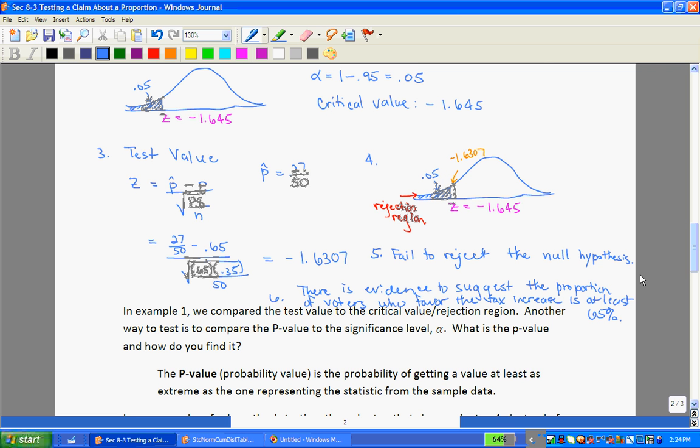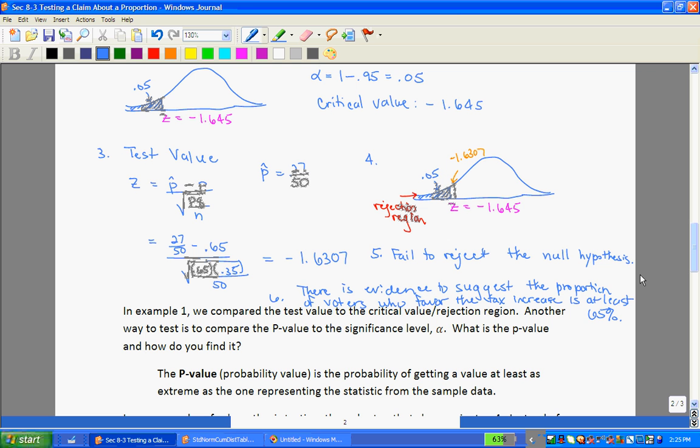All we're really saying is that we didn't prove it the other way. We didn't prove that it could be less than that. But because we did not reject the null hypothesis, it pretty much stays in place, and we can say that there is evidence to suggest that that's probably right. So again, we're not proving it. We're not saying without a doubt for sure it's 65 or greater, but we're saying that we can't prove it another way.